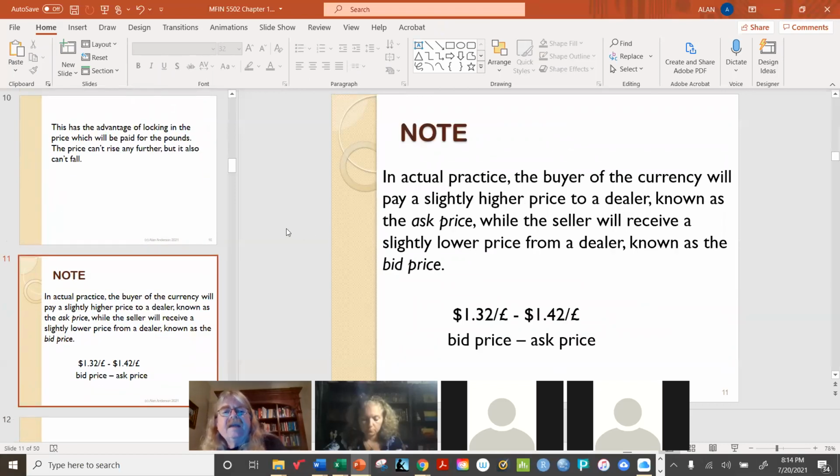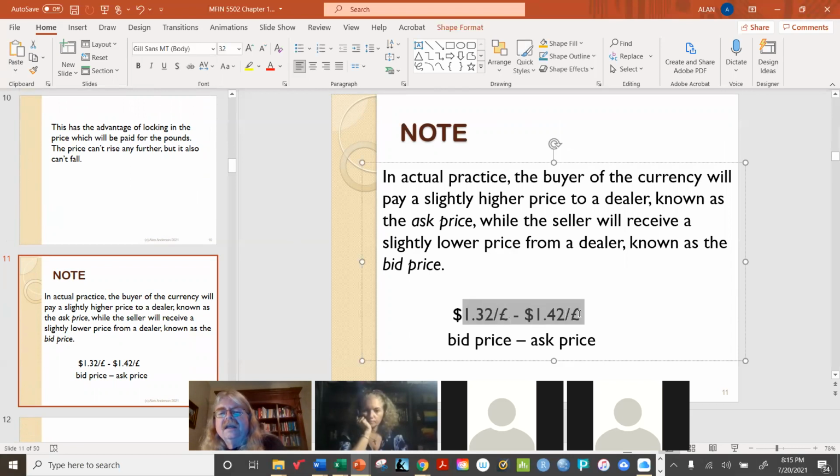Now, this is something you may have noticed when you go to a foreign country and you need currencies. Let's say you're traveling to London on business and you say to yourself, I should probably have some pounds in my pocket. You go to the dealer in the airport, Thomas Cook, let's say, and you notice there are 2 numbers there. Why are there 2 numbers? The lower of the 2 is the so-called bid price. The upper is the so-called ask price.